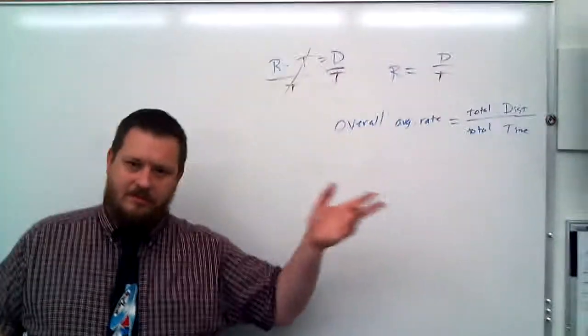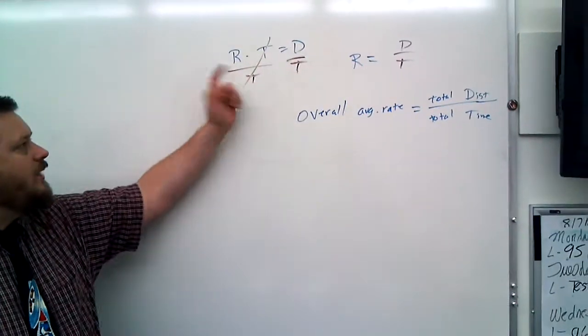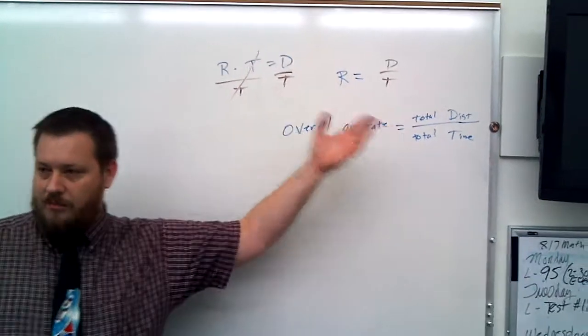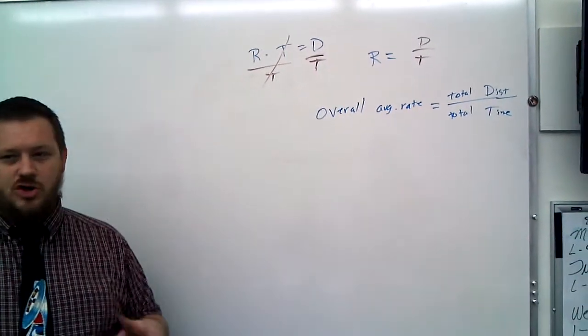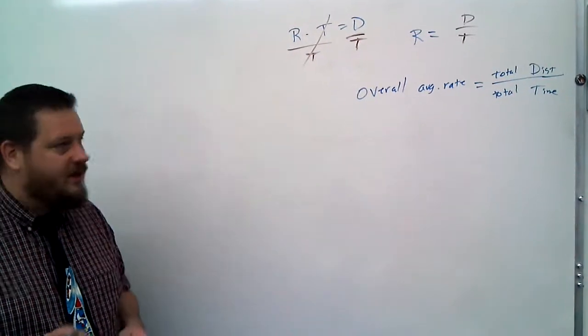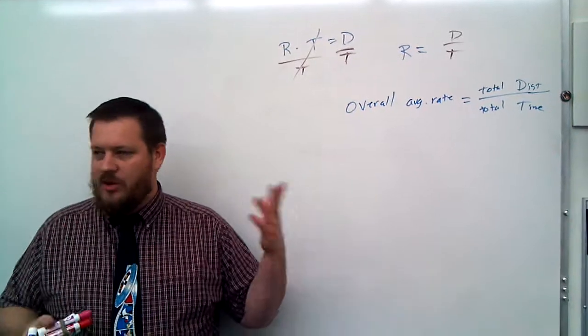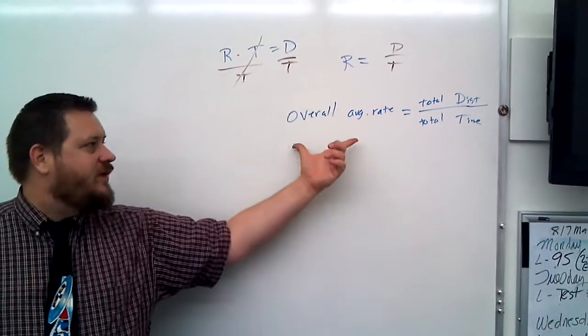All right, so recap from the video that is unusable. If we have rate times time equals distance, I can solve this for rate by dividing both sides by time, and I've got rate equals distance over time: miles per hour, kilometers per hour, feet per second, whatever you measure it in. The new concept from lesson 38.c is overall average rate. It's just a slight tweak on what you already know. You know that rate is distance over time.